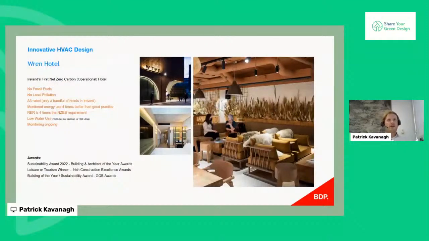The Ren Hotel is one where I wanted to talk a little bit about the innovative HVAC design within this project. This particular hotel is Ireland's first net zero carbon operational hotel. It has no fossil fuels, no local pollution. It's BER A3 rated, and that is one of only a handful of hotels in Ireland. Its monitored energy use is currently tracking 4 times better than good practice. It has an OPEX or EUI which is 4 times the NZEB requirement, and has very low water use. It's about 160 litres per bedroom versus 1,050 litres, which I'll talk about later. And the monitoring of that is still ongoing.